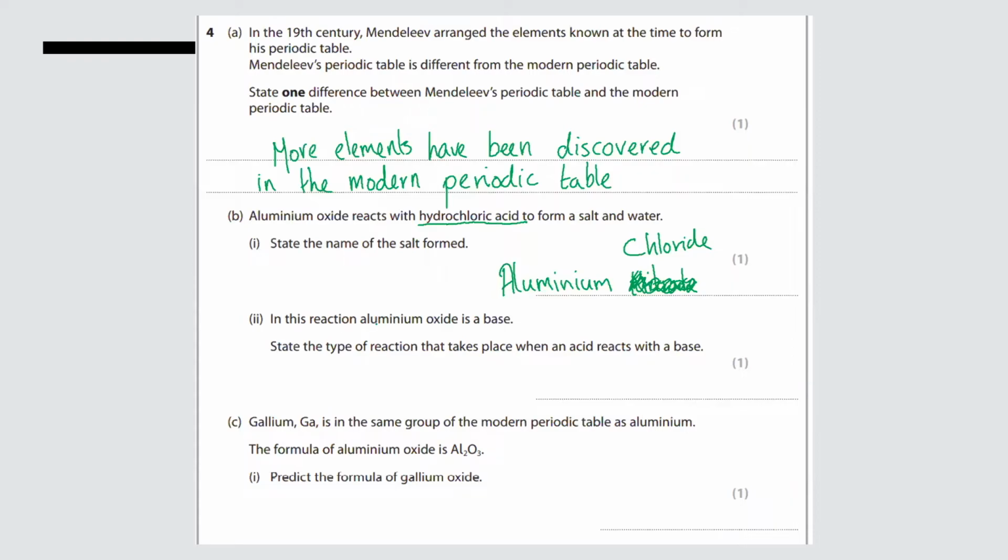In this reaction, aluminium oxide is a base. Okay, we talked about bases a little bit before, a few minutes ago. State the type of reaction that takes place when an acid reacts with a base. It's a neutralization reaction. Gallium, symbol Ga, is in the same group of the modern periodic table as aluminium. The formula of aluminium oxide is Al2O3. Predict the formula of gallium oxide. So it's in the same group, so it's most likely to form the same ions. Okay, so it will be very similar. Ga2O3. It's in the same group, it's very likely to form very similar compounds.